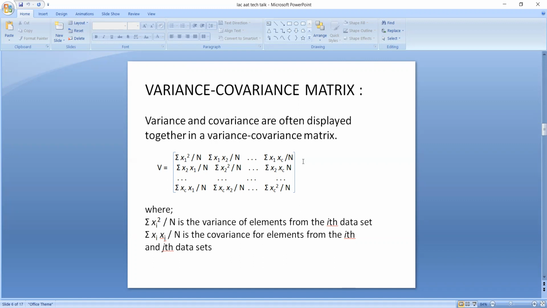Here in the matrix, sigma of xi square divided by n is the variance of elements from the ith data set, whereas sigma of xi xj divided by n is the covariance for elements from the ith and jth data sets.